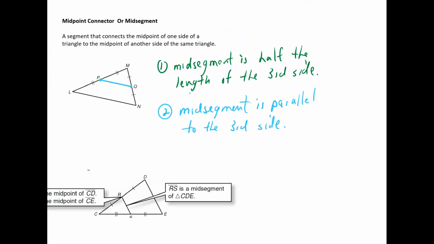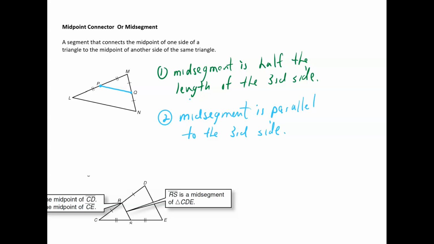All right, I hope you found this video helpful. The main thing to pick up from this is that 2 properties of midsegments are going to allow us to write some equations, and we'll look at some examples in the next video.